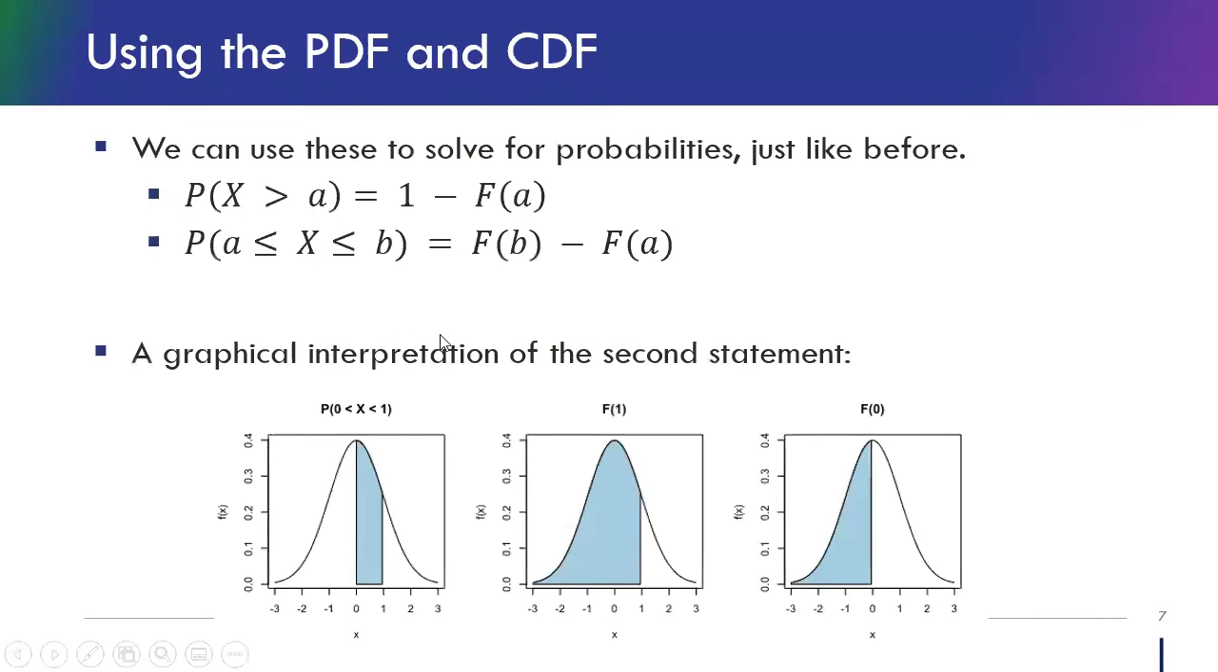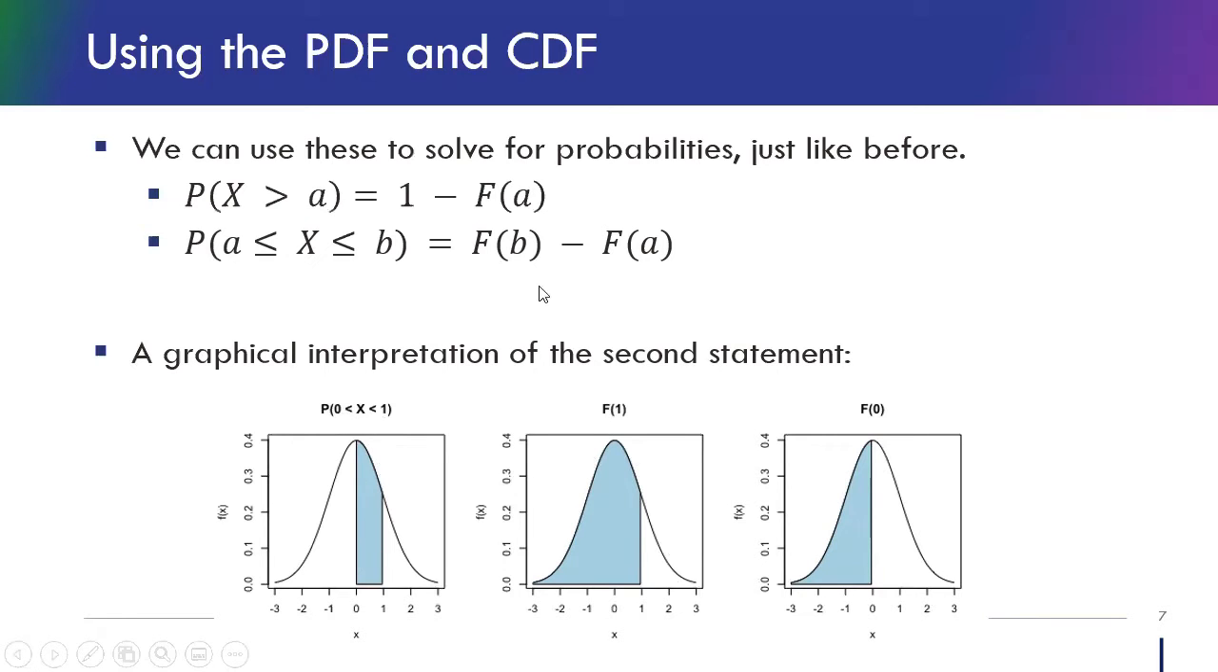And I think I have plots here to show you. So when you work on probabilities, just like before, when we try to calculate the probability of something, for example, the probability of x greater than a, which is just the opposite of the capital F definition, the CDF definition. So that's 1 minus F(a). And this integral would just be capital F(b) minus capital F(a). And this is a graphical interpretation of this second statement.